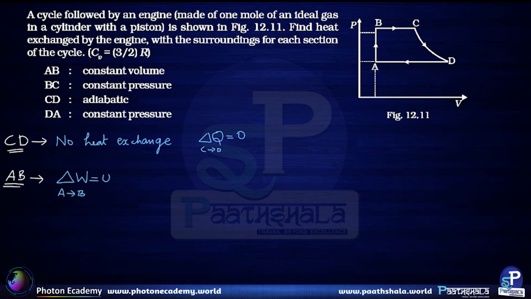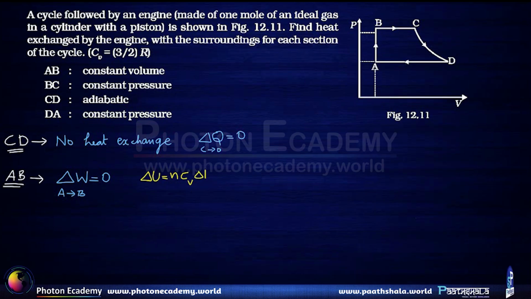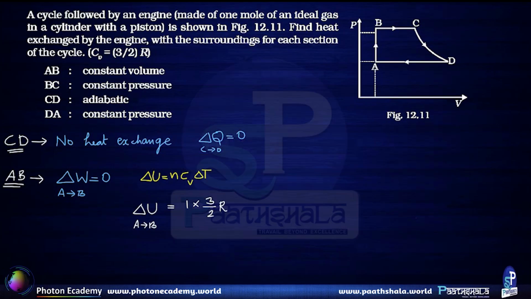Now we know delta U for any process is given by n Cv delta T, and n in this case is 1 and Cv is 3/2 R. So delta U going from A to B will be equal to 1 times 3/2 R times delta T. Delta T is the difference between final and initial temperatures of the path, so this is going to be TB minus TA.